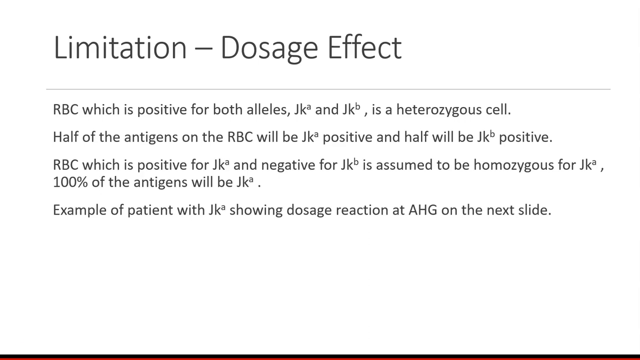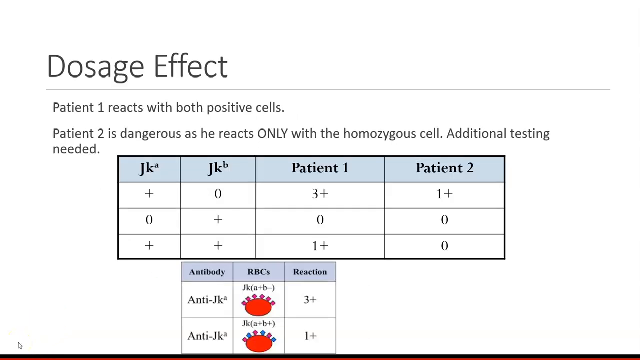So let's look at the next slide. We have two patients here, patient 1 and patient 2. And if you'll look, we have 3 screen cells, and this is why I love having 3 screen cells. The first cell is homozygous for JKA. How do I know that? It's negative for JKB, so it has a double dose of JKA. Screen cell 2 is homozygous for JKB. How do I know that? Because it's negative for JKA. And then the third cell is heterozygous because it's positive for both.